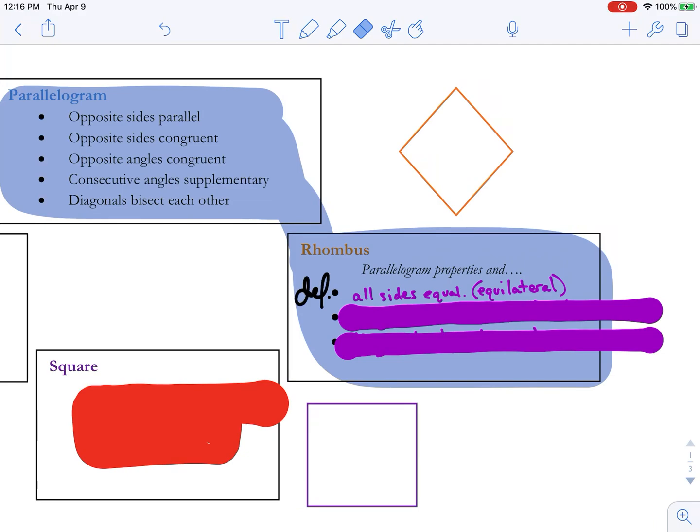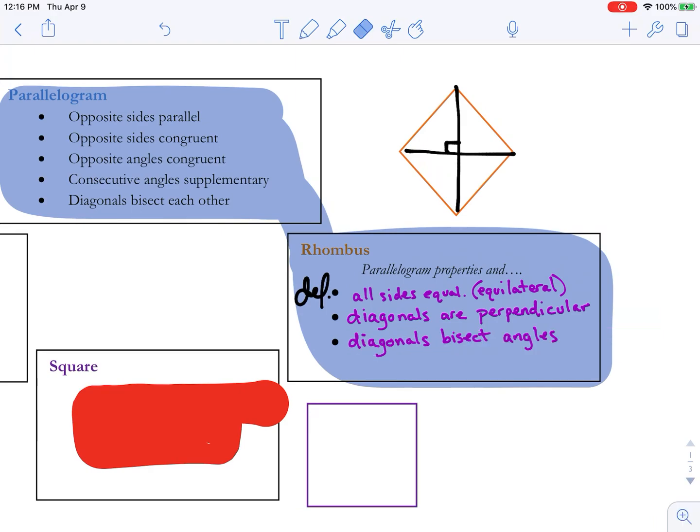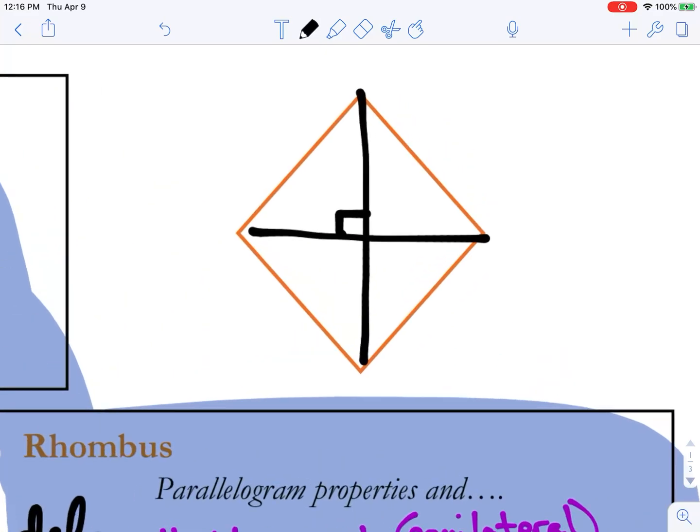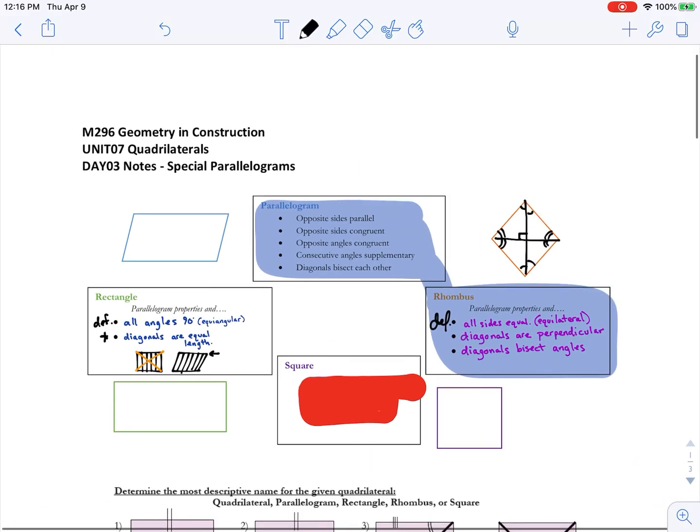Again, these side benefits are things you probably have not seen before because these are diagonal related. For example, the diagonals of a rhombus are perpendicular. I should probably take advantage of this right here. If I draw these diagonals, look at them. They're 90 degrees to each other. Not only that, but when you draw those diagonals, it actually cuts the corners of the rhombus in half. So those angles are equal, those angles are equal, those angles are equal, those angles are equal. So it actually does a lot.